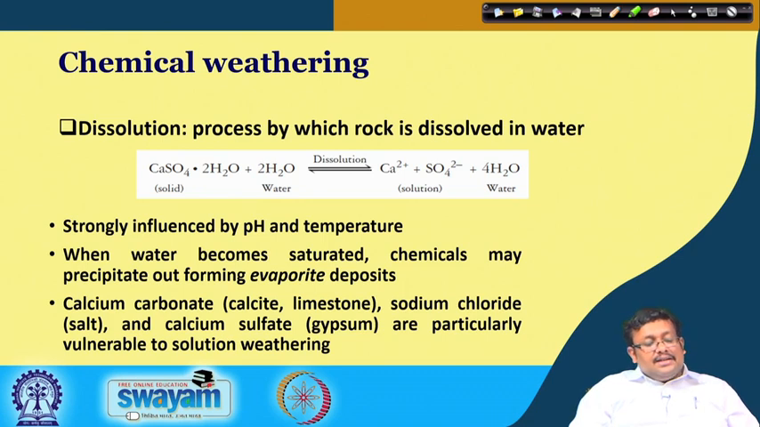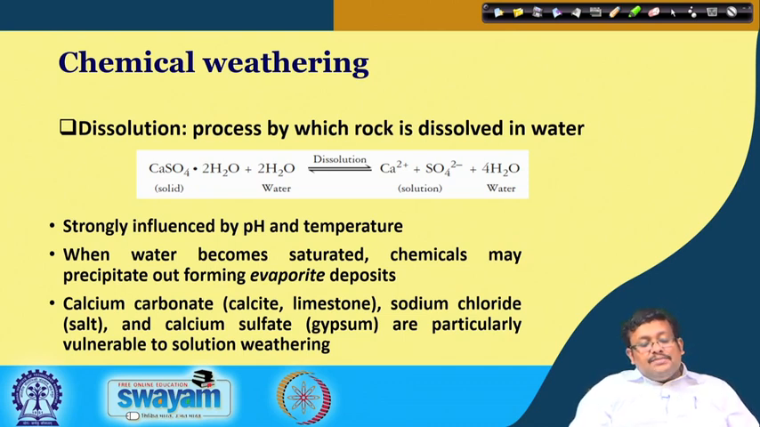Remember one thing, that this chemical weathering is strongly influenced by pH and temperature. For example, in low pH conditions, that means in acidic conditions, some minerals will undergo different types of chemical changes. So, that is why pH is a major factor for chemical decomposition. And also temperature. For example, with the increase of temperature, the rate of chemical reaction increases. So, these two, pH and temperature, are the major factors for chemical weathering.